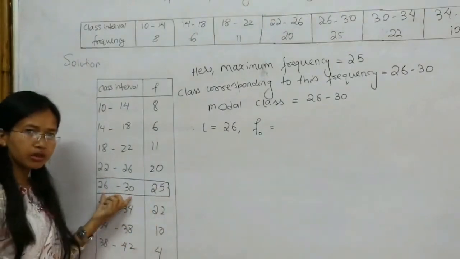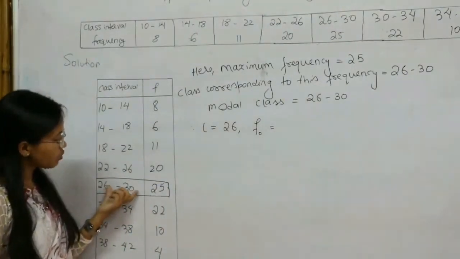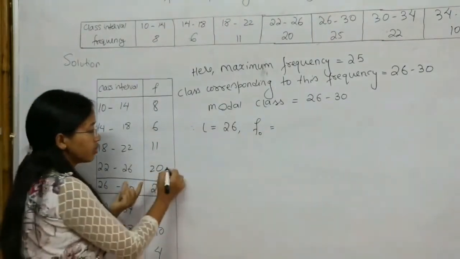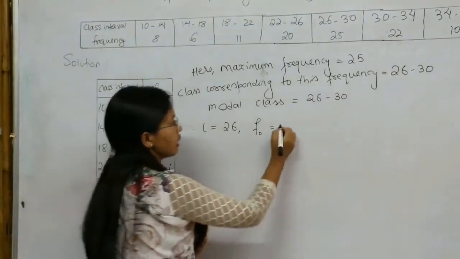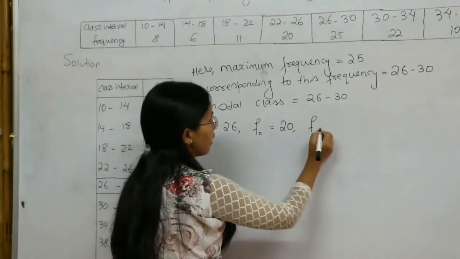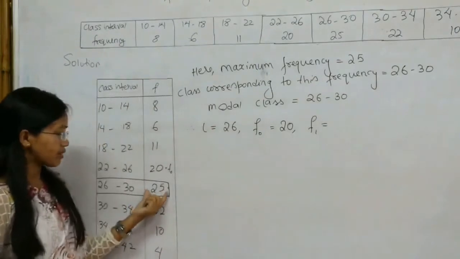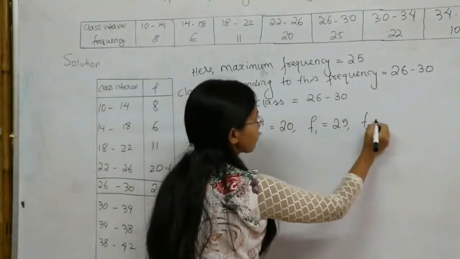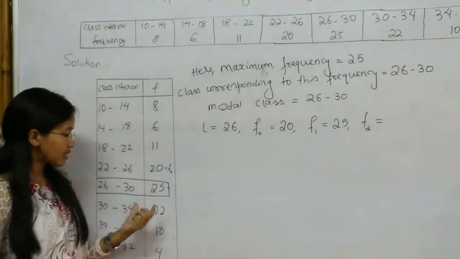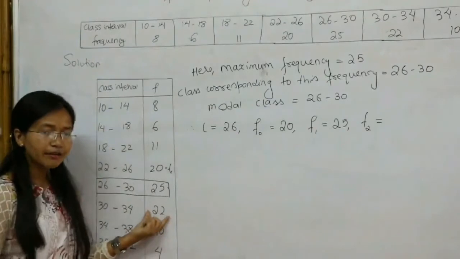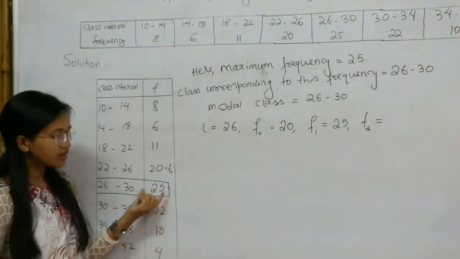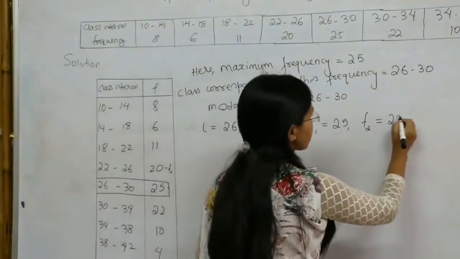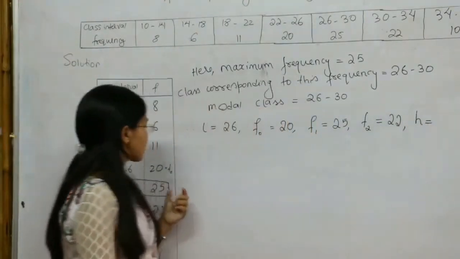This is our model class. The frequency preceding this model class is 20, so this is our F0. F0 is 20. F1 is the frequency of the class, so it is 25. And F2 is the frequency of the class succeeding the model class, so F2 is 22.